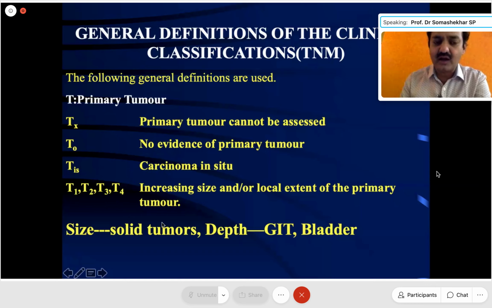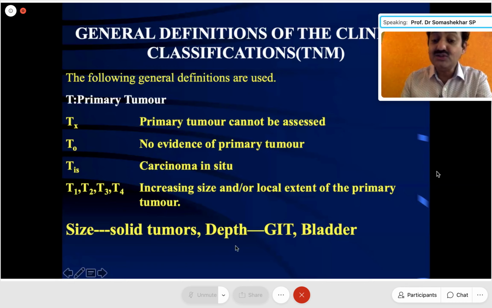Then remember, in all the surface solid tumors, size is important. For oral cancer, T1, T2, T3: surface epithelial lesion less than 2, 2 to 4, more than 4. Breast cancer, so less than 2, 2 to 5, more than 5. Like that, everywhere it is the size.